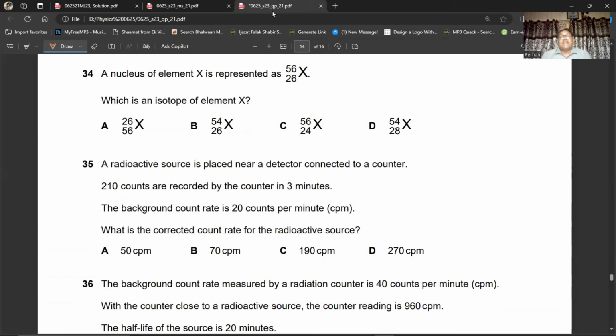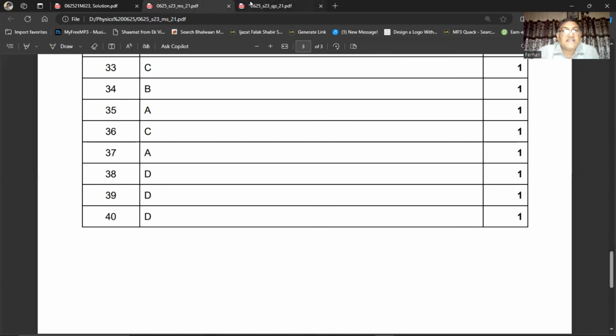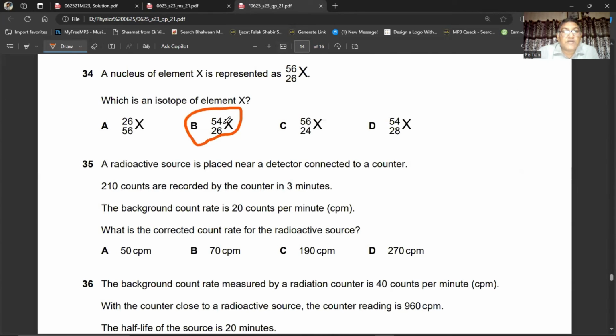He says the nucleus of element X is represented by X 26 56, which is an isotope of the element. Isotopes will have the same number of protons, so their proton number will be the same. So I think clearly B is the option. Question number 34, B is the right option. They will have the same number of protons in them.